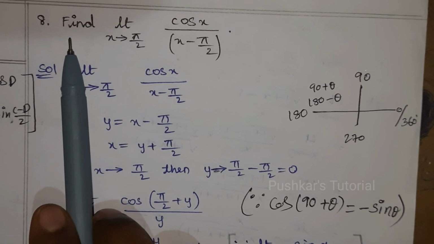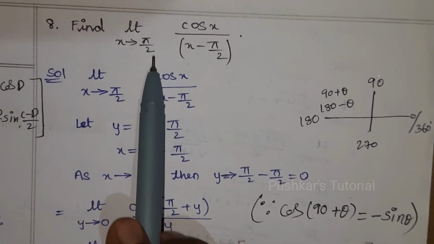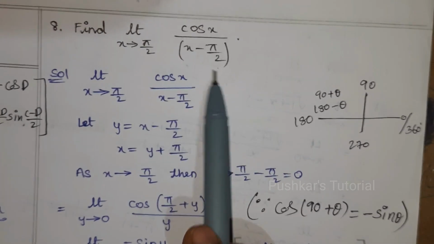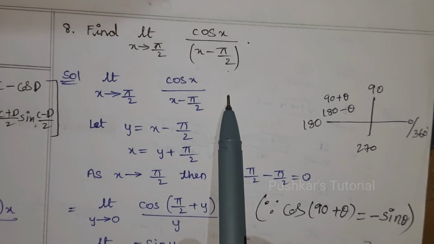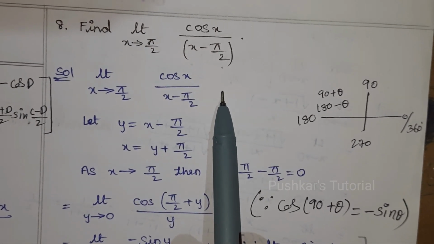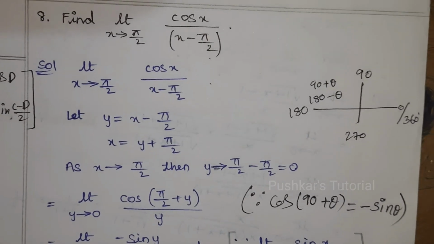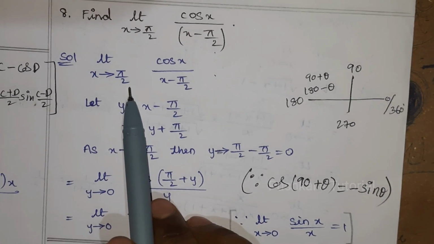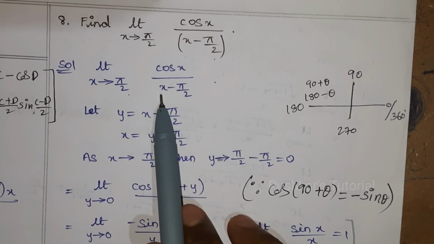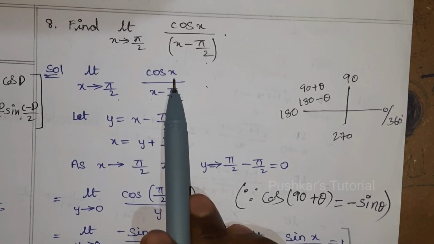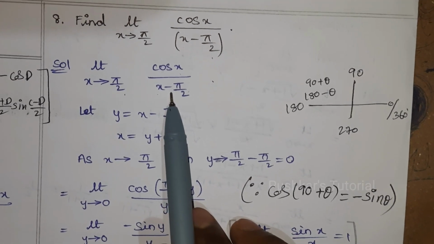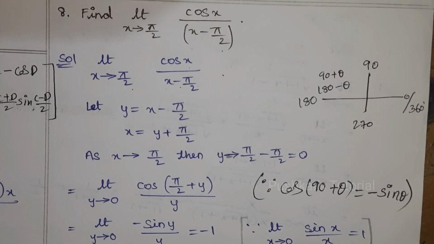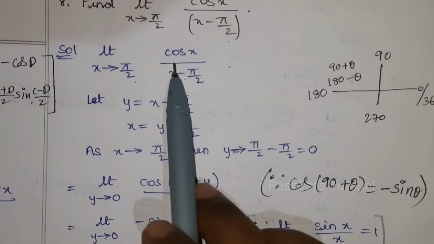Next problem. Find limit x tends to 90 cos x by x minus 90. It is very important and students will think it is very easy, but in the examination they will make silly mistakes. So wherever x is there, you have to substitute 90. So cos 90 by 90 minus 90. Cos 90 value is 0. 0 by 0. We can't decide whether it is 0 or infinity. So we have to go through trigonometric concepts, because here trigonometry is there.